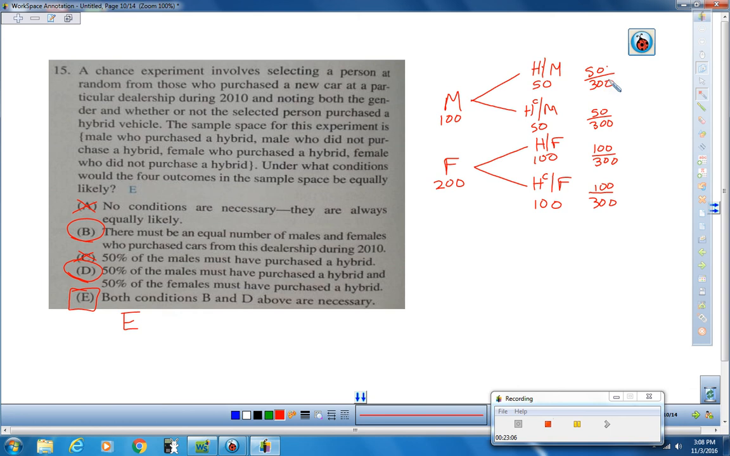So if I go back and change this, let's say I erase these values and I make this the same, 100, 50, 50. Now there are only 200 people here, 50 of which purchased a hybrid. So you can see the difference when they have an equal number of trials and when they don't. Every outcome is equally likely. So that's why it had to have both conditions, the equal number and the 50% male and 50% female.